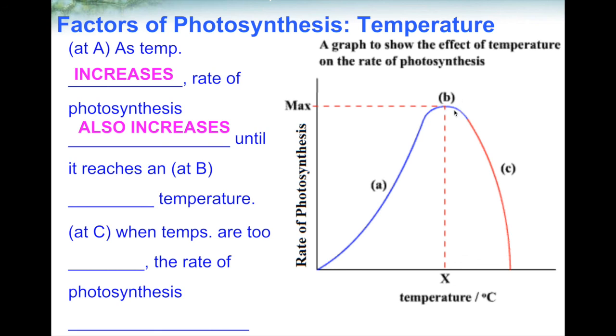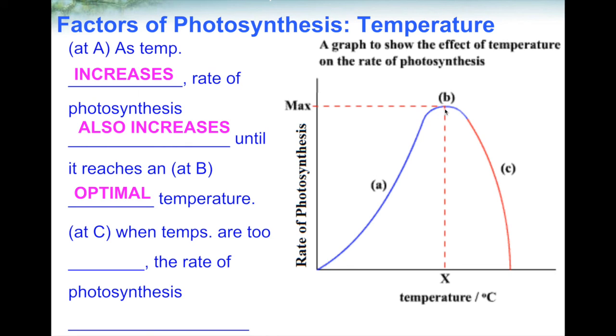Until it reaches this point B here. Okay, at point B, this is the best temperature and it's making the most food. Another word for best would be optimal. So depending on the type of plant it is, some plants have optimal temperatures that are higher, some are lower, depending on where they live. Whatever temperature it is, that's the best temperature and it's making the most food that it can.